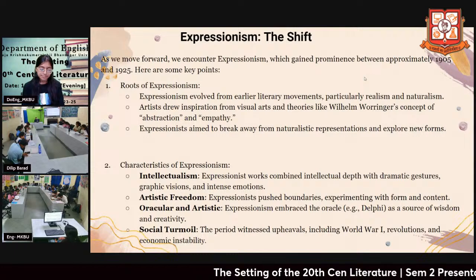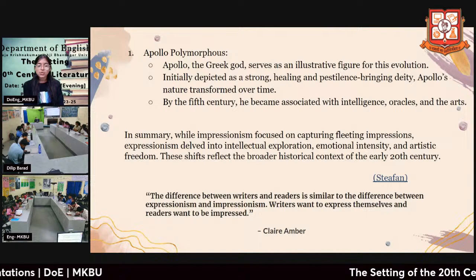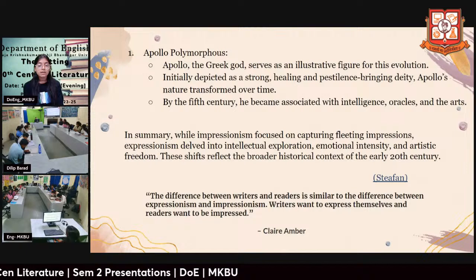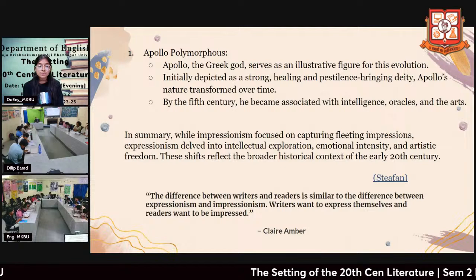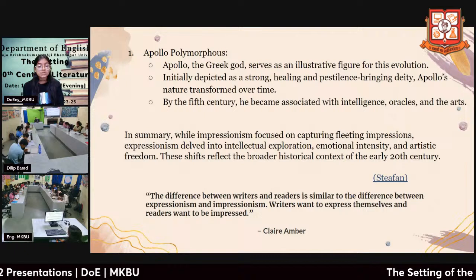Then, Apollo polymorphous. Apollo, the Greek god, serves as an illustrative figure for this evolution, essentially depicted as the strong, healing, and pestilence-bringing deity. Apollo's nature transformed over time. By the 5th century, he became associated with intelligence, oracles, and the arts. In summary, while Impressionism focused on capturing fleeting impressions, Expressionism delved into intellectual exploration, emotional intensity, and artistic freedom. These shifts reflect the broader historical context of the early 20th century.